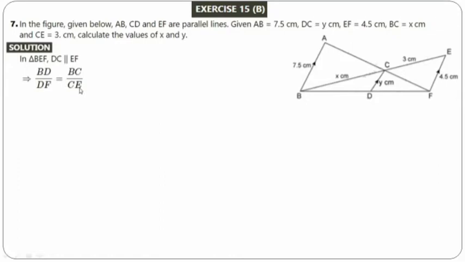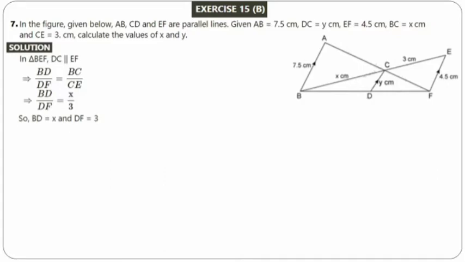Now what is the value of BC here? BC is given to be X, isn't it? And CE is given to be 3. So BC by CE is X by 3. So BD is going to be X and DF is going to be 3 from this. BD is X and DF is 3.